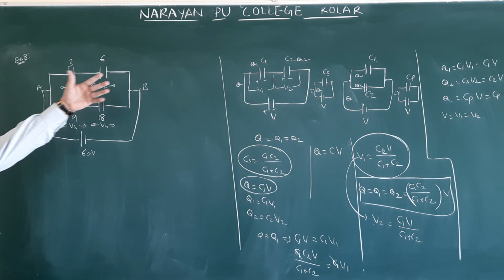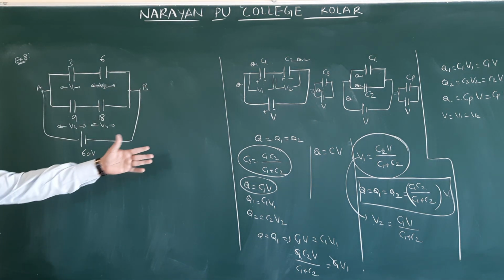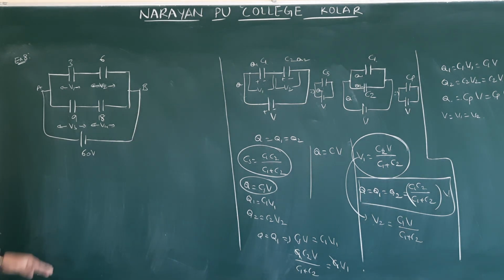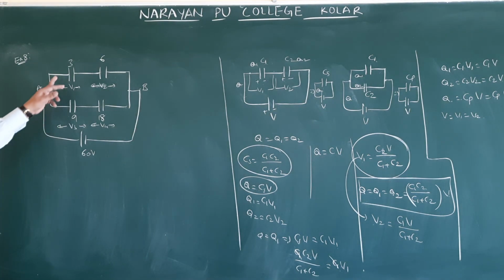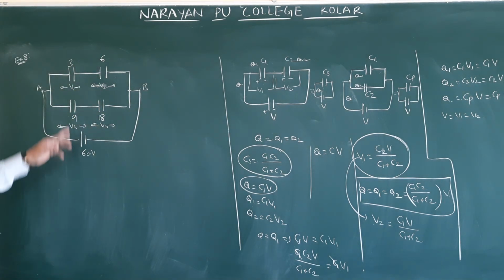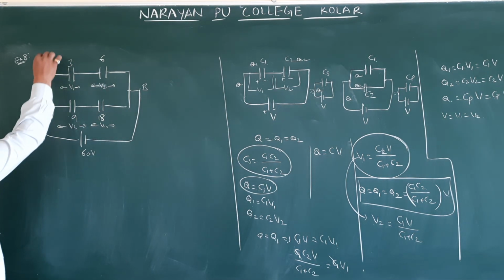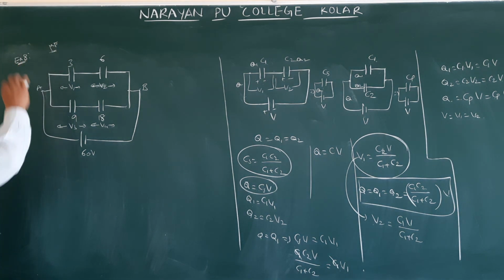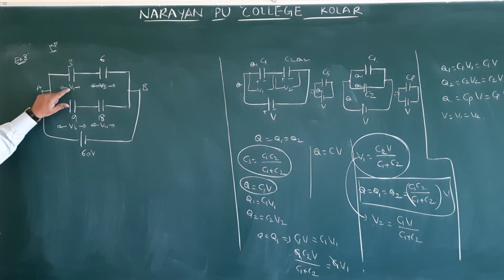Both combinations, series and parallel, they gave at a time, so we have to use those formulas. How we get them, we will see. Each capacitance is 3 microfarad. All are in microfarads, as given in the question and the diagram. First we will find V1.